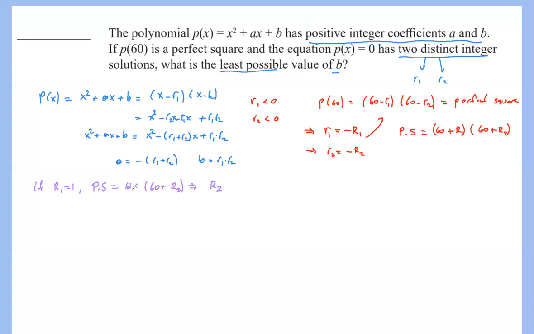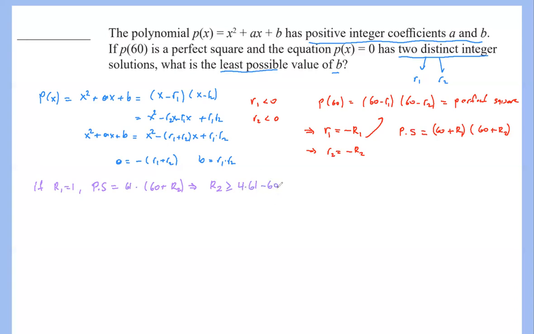If this is 61, which is a prime number, then the other number should be a multiple of 61, but it should also include a perfect square. If this inside is just 61, which means R2 is 1, then R1 and R2 would be equal, but we are told they are different. So we cannot just take this to be 61. We should probably multiply 61 by another perfect square, the smallest one being 4. So R2 should be at least 4 times 61 minus 60.